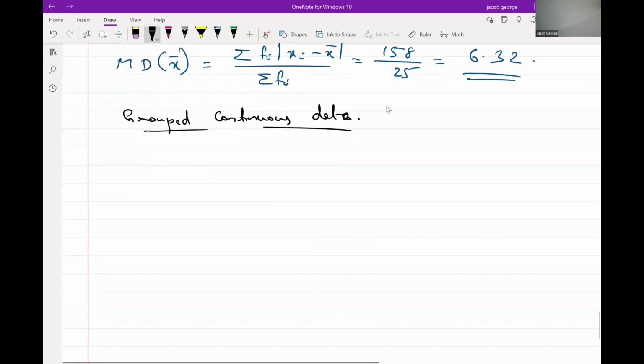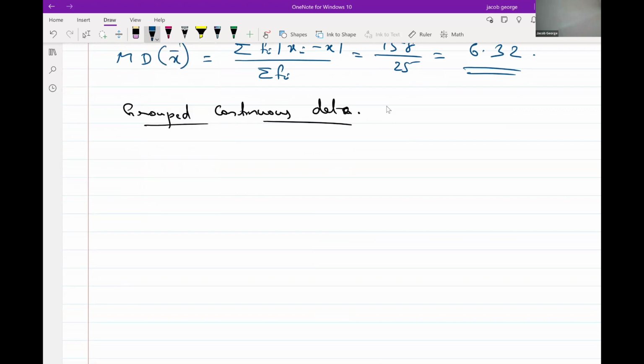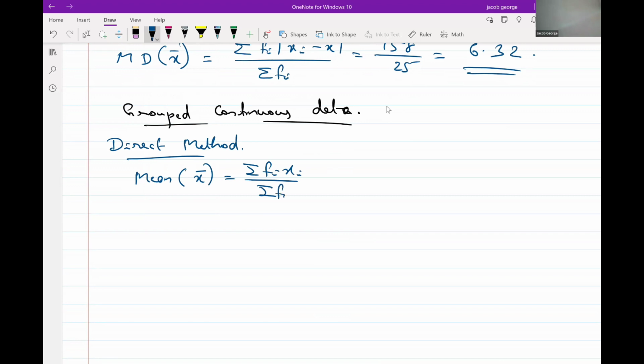So I will write both formulas. We can use either the direct method or the step deviation method. Direct method: mean x bar is sigma fi xi by sigma fi, the same formula as in the last one. Now, step deviation method.